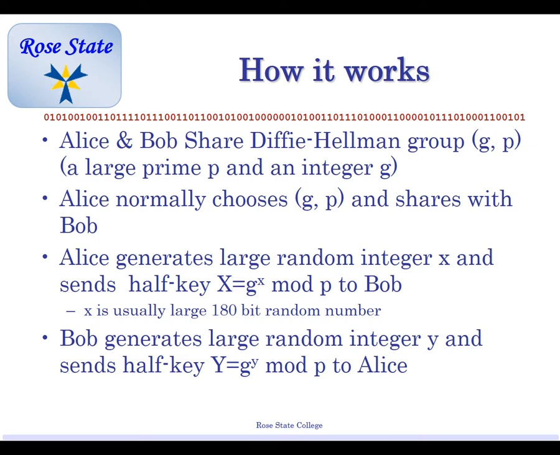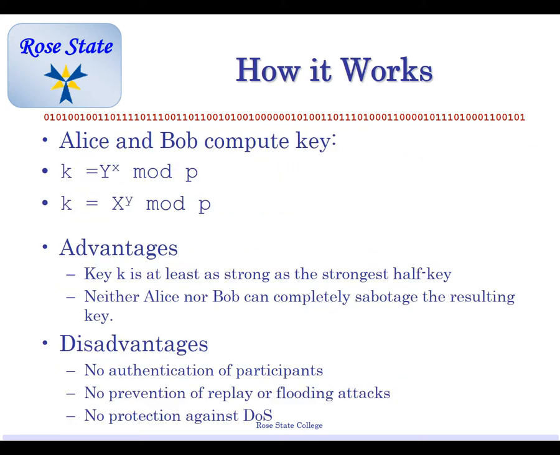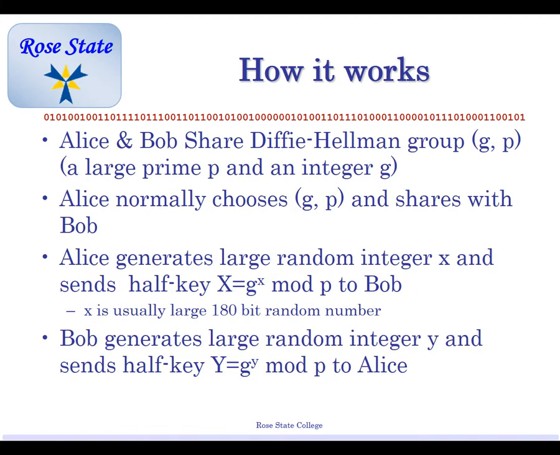What this is allowing us to do is share a common number without sharing the whole entire number. We're sharing a portion of it, but it actually makes it work. Okay? Here's how it actually works. So Alice and Bob compute a key. So we basically shared this part at the bottom here. They generate a large X and a large Y, and they share their half key. Okay?